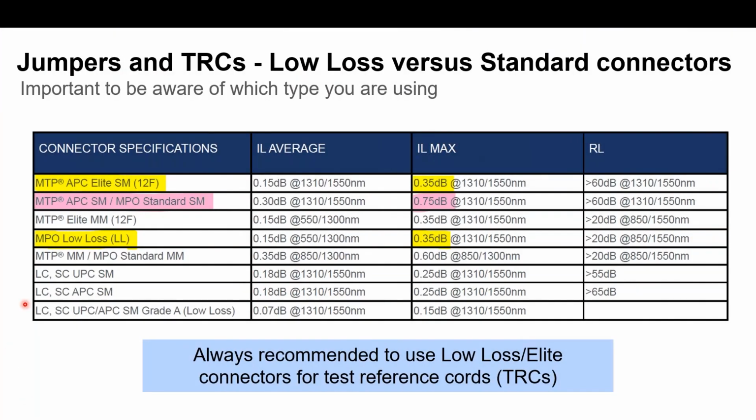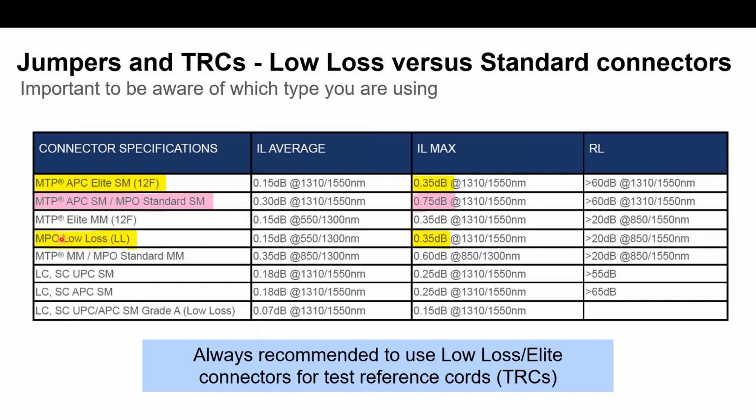Another key thing to consider when looking at MPO connectors is that there are different grades of them. This one here is from US Conec, an MTP. They make an Elite. If you look at the same connector, that's just a standard single mode MPO connector, again an MTP from US Conec. Here's their Elite one, which has an insertion loss maximum of 0.35 versus the standard, which is 0.75. So a standard MPO or MTP connector has a maximum insertion loss of 0.75.